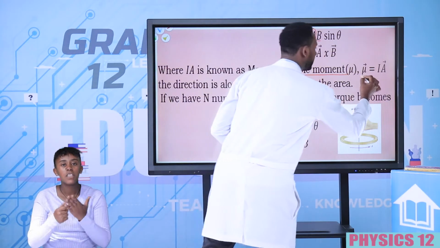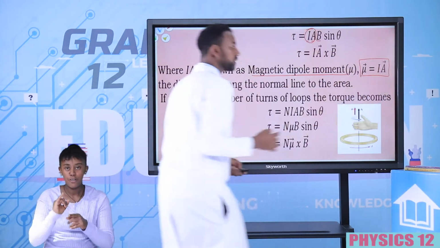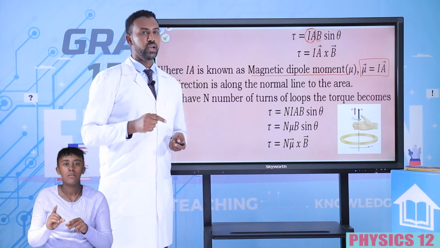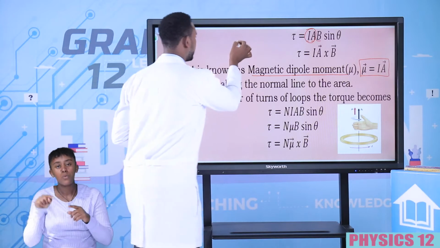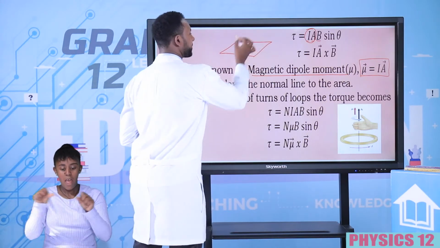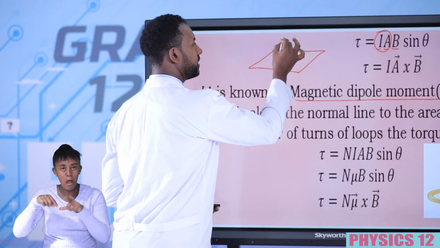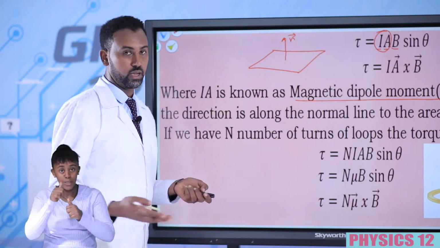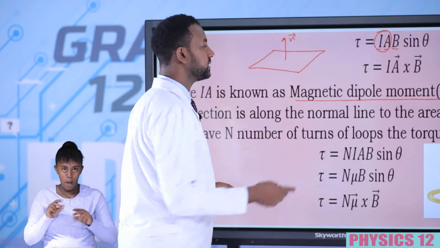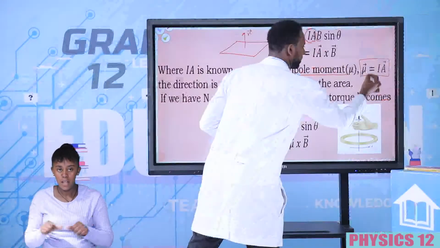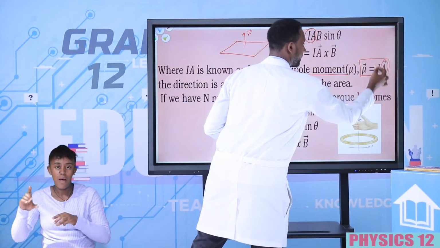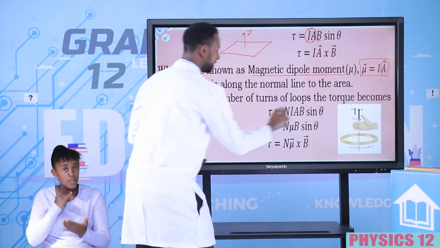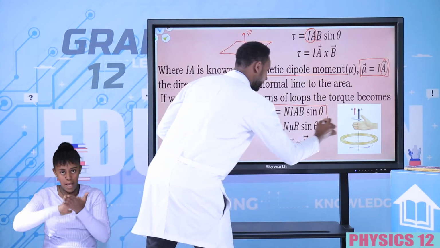And it's a vector quantity, and its direction is along the area. Actually, when we say area has no direction, rather the normal line to the area. If you have such an area, there is a perpendicular line. This is known to be the direction which determines the direction of the area. The normal line is the one which determines the direction of the area. Therefore, the magnetic dipole moment is acting along the normal line to the area. So this is how we determine the net torque exerted.